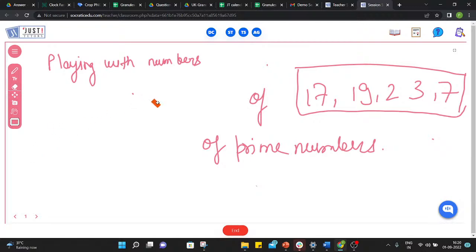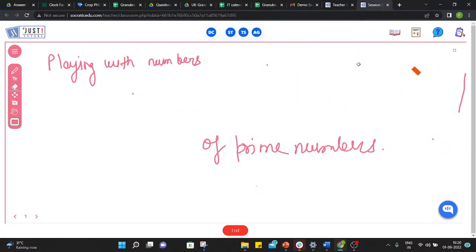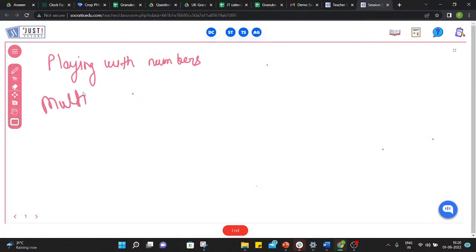Now let us discuss multiples. Let me tell you about multiples. Multiples and factors are nothing but like brothers. Multiples and factors have a lot of similarity. So what is a multiple? Okay, what is a multiple?